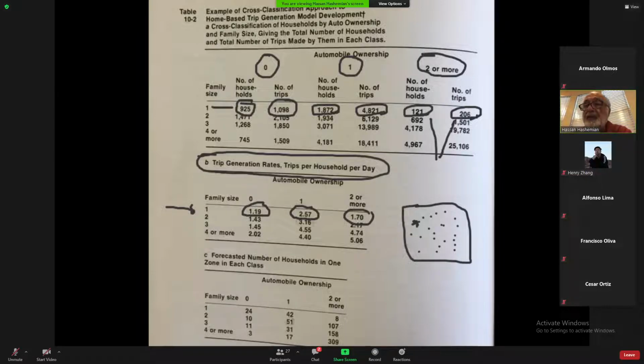But when you have 4,821 trips and 1,800 households, that's a large sample size. So that goes to the average. If 10 or 20 or 100 of them are acting totally differently, it doesn't affect the average that much. That's the reason. The statistics works only if your sample size is large. All right? Does everyone understand that?